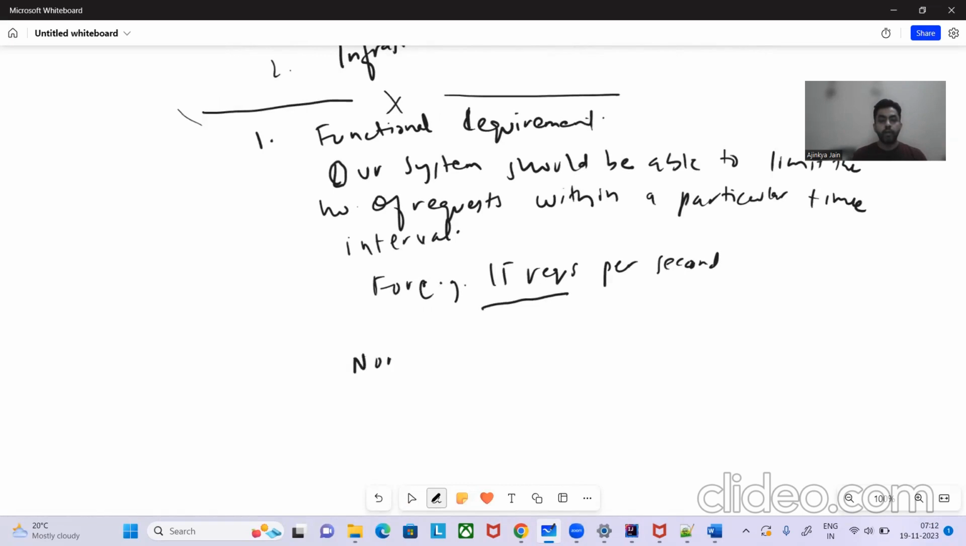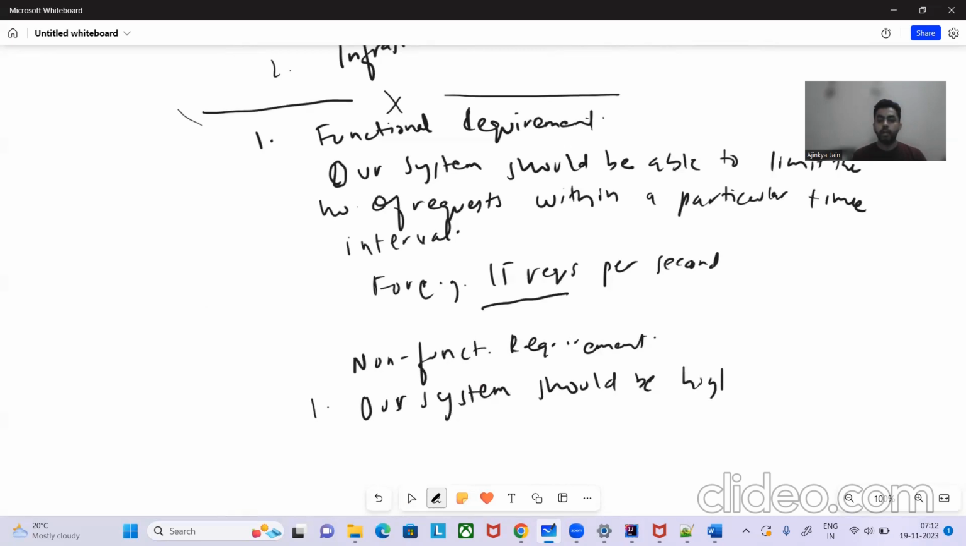And what can be a few of the non-functional requirements? Our system should be highly available to limit the number of requests at all times. The downtime should be almost negligible, minimal, and our system should always be available to do the rate limiting.